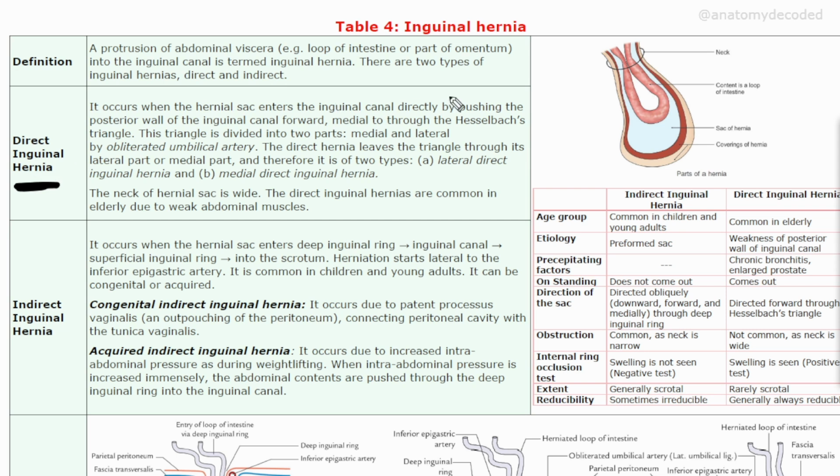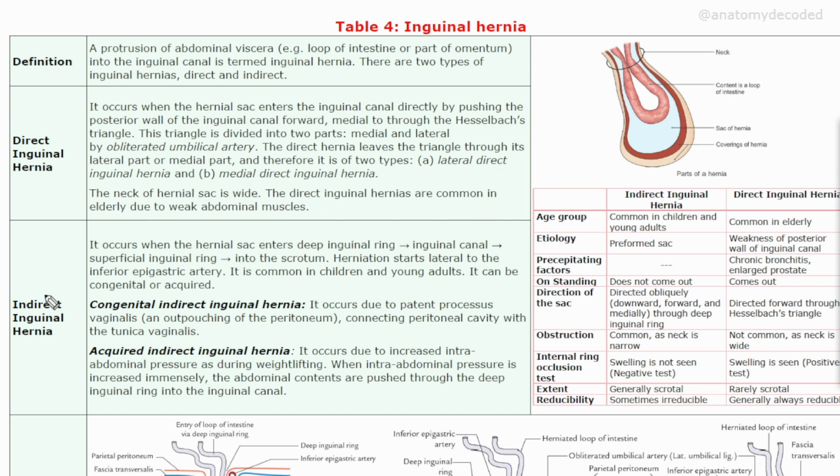We just learned when the hernial sac enters the inguinal canal by pushing the posterior wall of the inguinal canal through the Hesselbach's triangle. And we learned this triangle is divided into two parts, medial and lateral, by the obliterated umbilical artery. So that's why there are two different subtypes of the direct inguinal hernia, called lateral direct inguinal hernia and medial direct inguinal hernia. The neck of the hernial sac is wide in this case, and direct inguinal hernias are common in the elderly due to weak abdominal muscles.